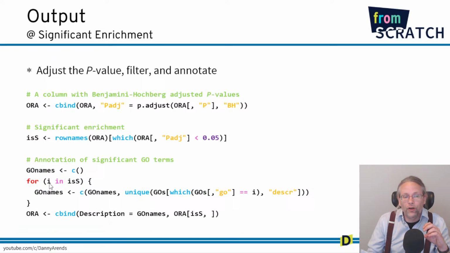So I'm just going to go for each of the significant values, and I'm going to add a name. So I'm going to ask which GO is I, and then I'm just going to take the description column, and I'm going to collapse this down to a single description instead of 5 or 10 descriptions, which might be there. And then I'm just going to add them to it. Then I'm going to add the description to my ORA table, so to my overrepresentation analysis table. All right, so we're almost there.